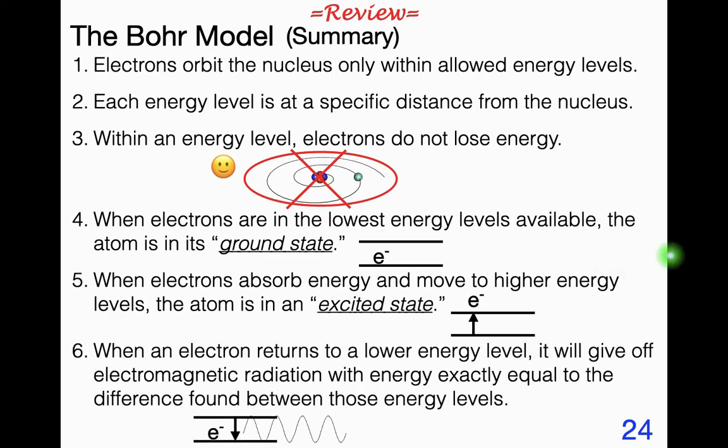When an electron returns to a lower energy level, it will give off electromagnetic radiation with energy exactly equal to the difference found between those energy levels. And this was the big insight that Bohr had, that we could explain the emission lines using the idea of allowed energy levels.